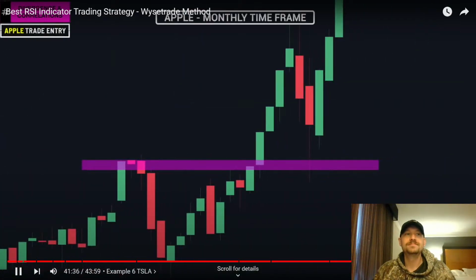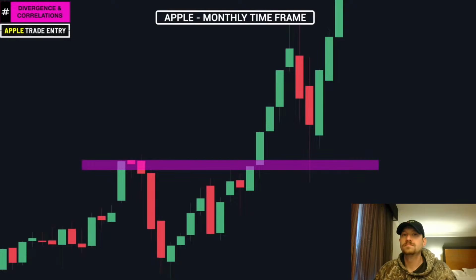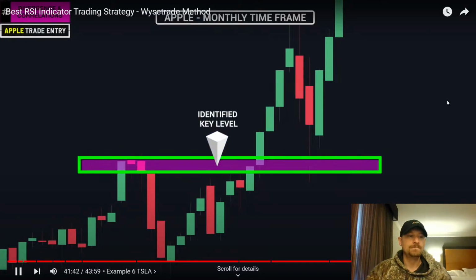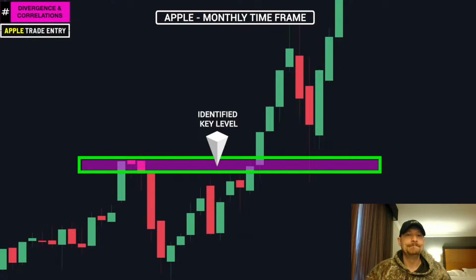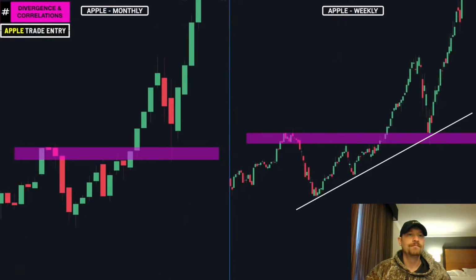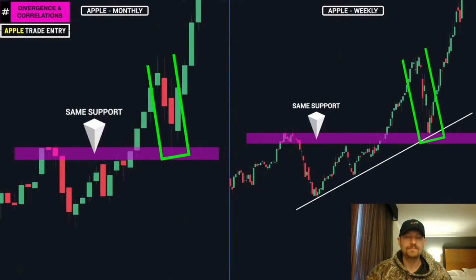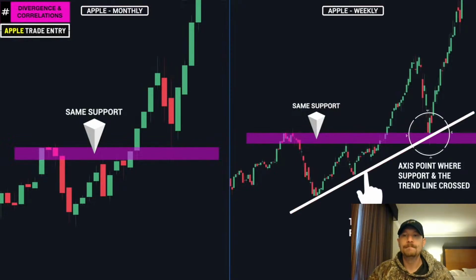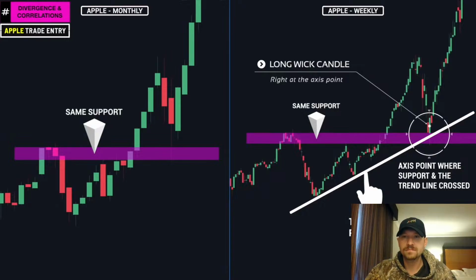So again, here on the Apple stock, on the monthly time frame, we had our key level here because of this reversal, and we had it drawn in. So let's confirm this on the weekly time frame. Again, same support level, same pullback. But here on the weekly, you also had a perfect trend line placed below. This then gave you your access point here, where the trend line and key support level crossed. You then had a great long wick candle react to the access point and area of confluence.